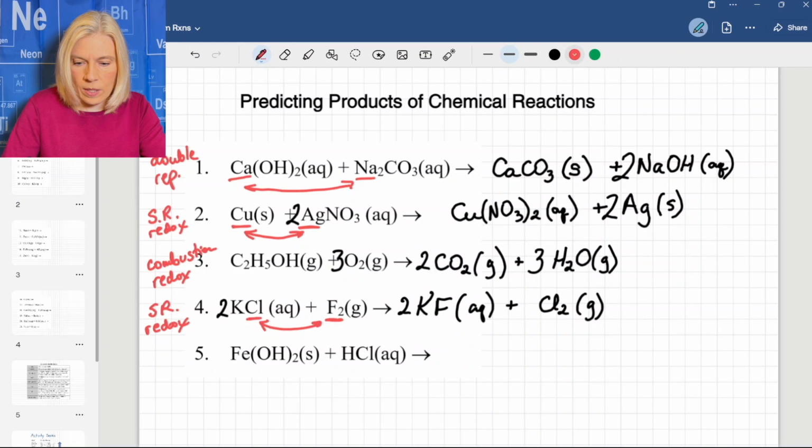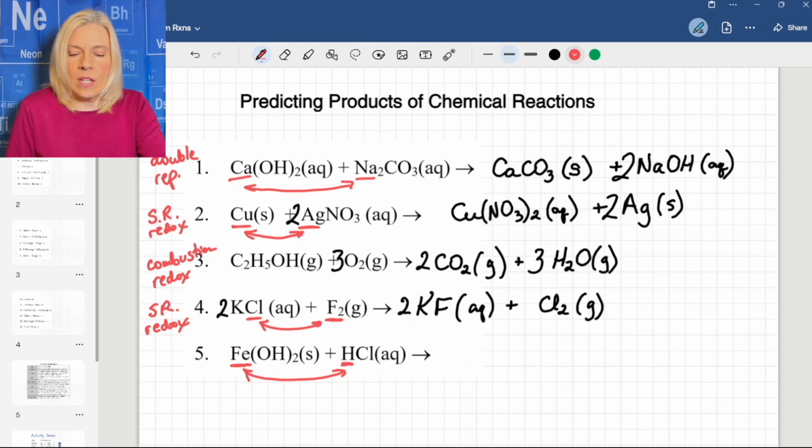What's going on here? We have 2 ionic compounds. So we have iron and hydrogen, and they switch places. So now look at this. Iron 2 hydroxide is not soluble. But if you put it in acid, you can make it soluble because a double replacement reaction will happen. What will happen? Well, I'm going to form, I see HOH. HOH is water.